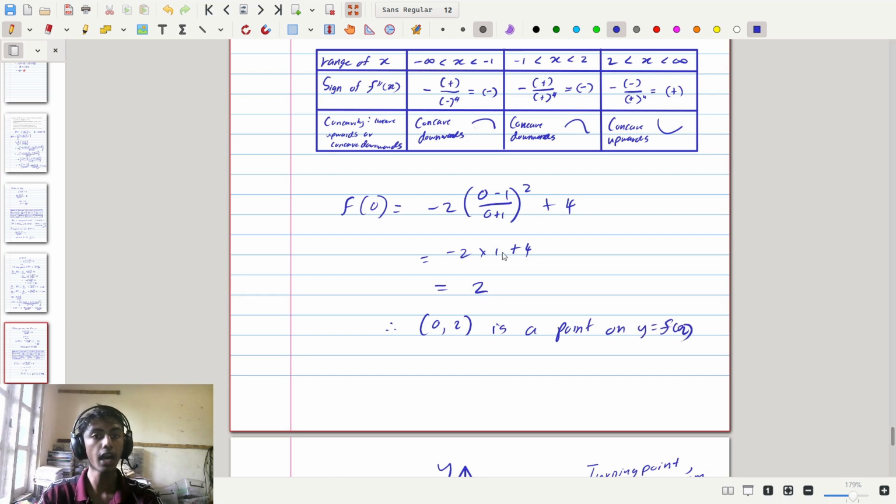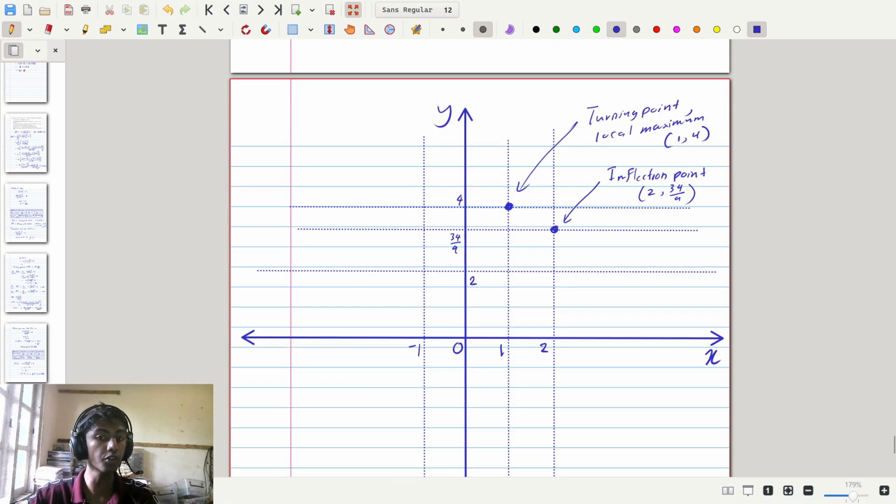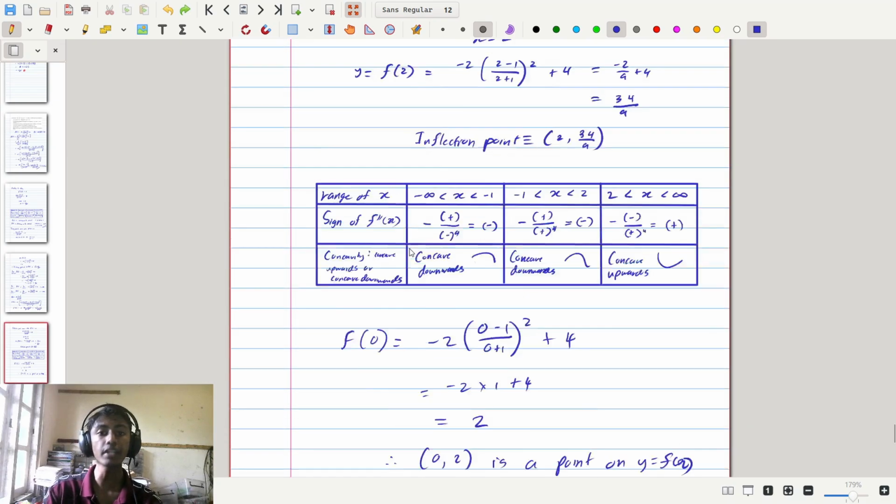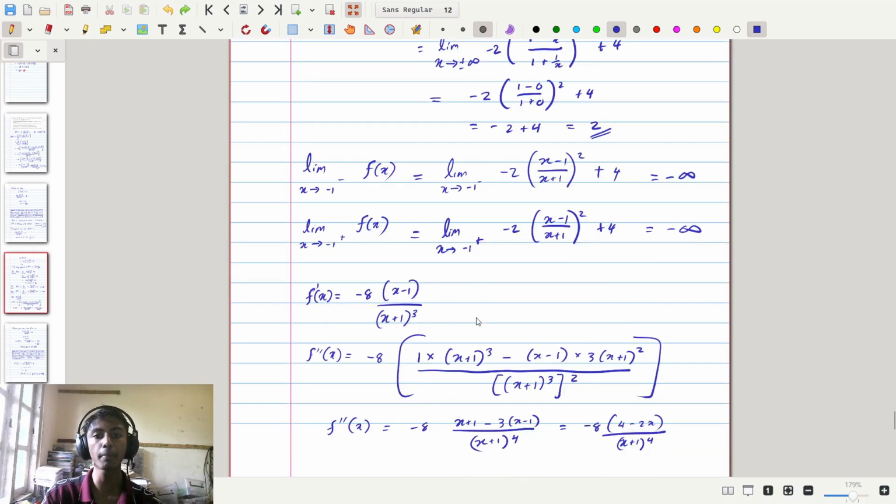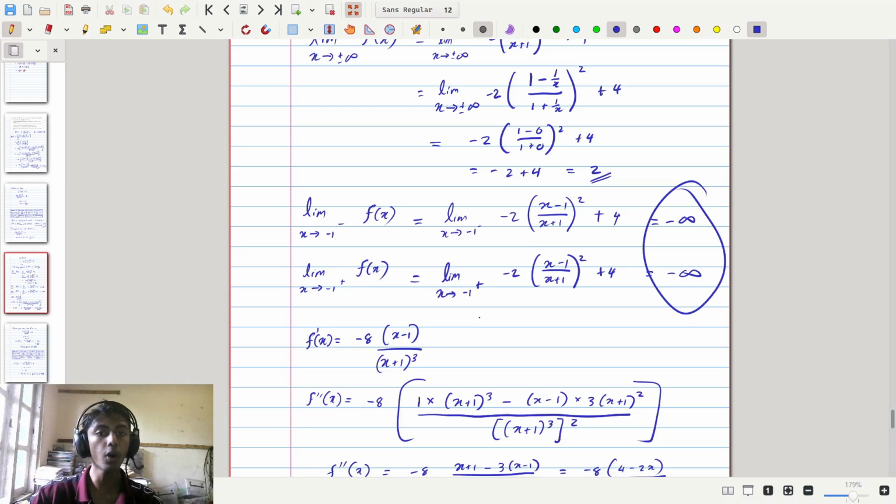So additionally, I'm also going to mark this point, even though it's not really relevant and wasn't asked. I'm going to mark it as (0, 2) right here. So that is the y-intercept of our graph y = f(x). Now in addition to that, we need to also note that our point at x = -1 is important because it is a vertical asymptote, and as we noted up here, it is going to -infinity on both sides.